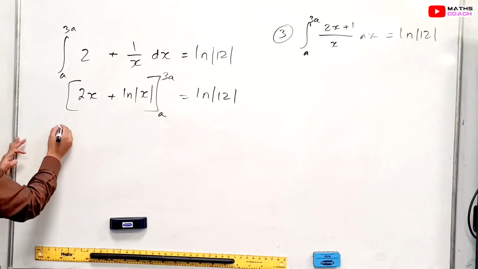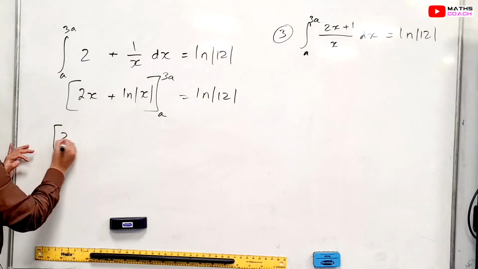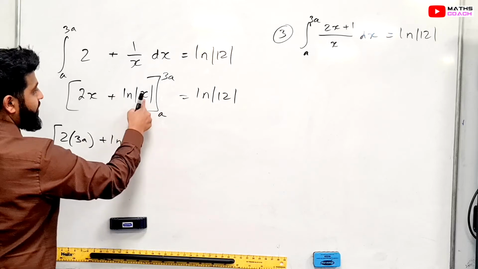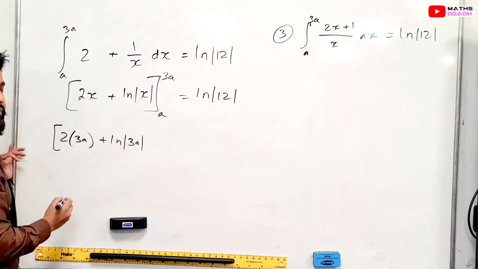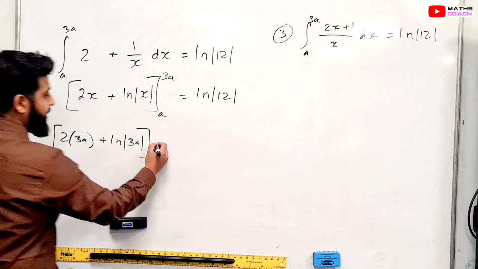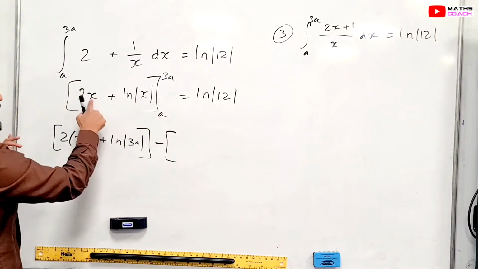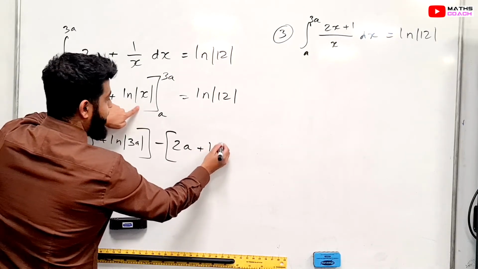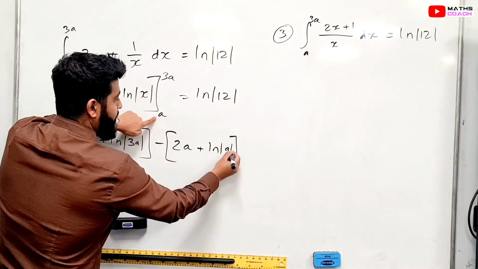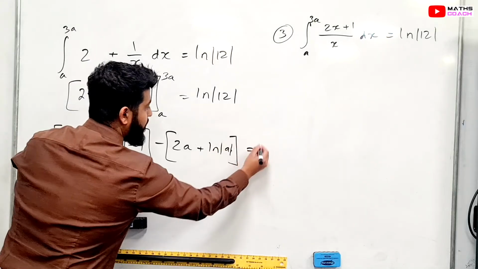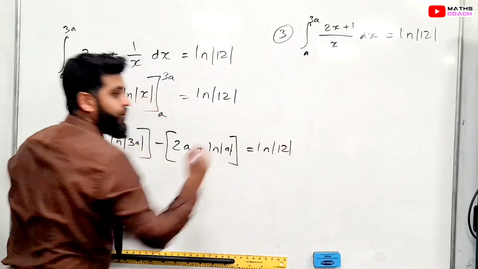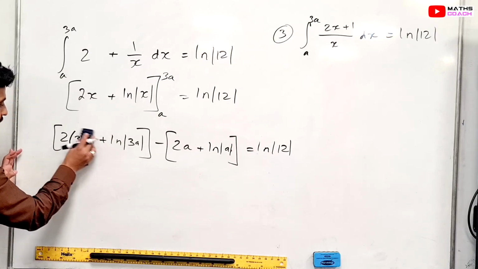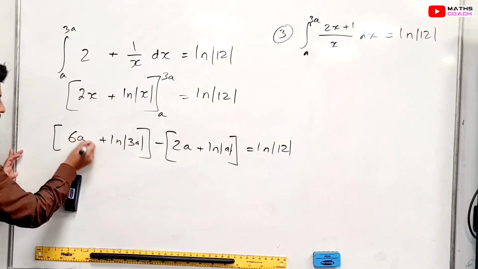Okay, so the first bracket we will have 2 times 3a plus ln 3a. That's our first bracket. Take away the second bracket where we'll substitute the value of a in now. So we'll have 2 times a plus ln a, our second bracket. And this is all equal to the other side, which is ln 12. So now we just need to tidy up. So what does this give us? 6a. So I'm just going to get rid of this and write 6a.